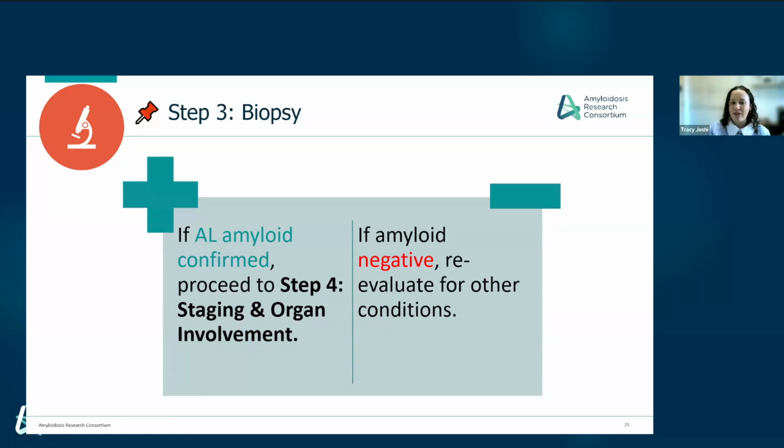If amyloid is not found and we have a negative biopsy, reevaluate for some other conditions. A negative biopsy does not always rule out amyloidosis, especially if symptoms are strongly suggestive of disease. In some cases, another biopsy from a different organ or tissue may be needed. If amyloidosis is still suspected, but no amyloid is found, other conditions like ATTR or AA amyloidosis should be considered.